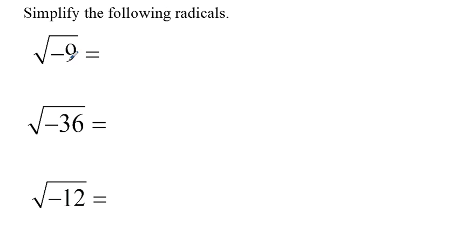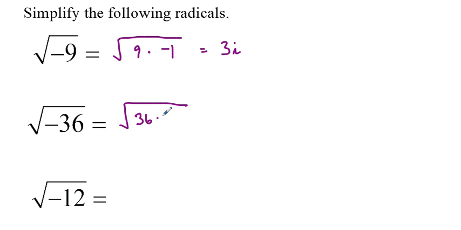So when we look at this first one, we're going to split up the square root of -9 into the square root of 9 times -1. The square root of 9 is 3, and we just learned that the square root of -1 is i. Same thing here. We can think of square root of -36 as 36 times -1, so our answer is 6i.